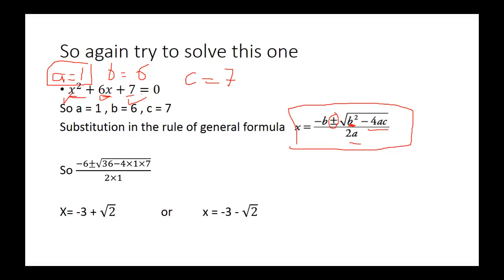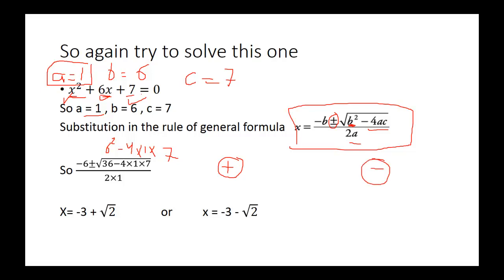So b power 2 is 6 power 2 under the root, of course, minus 4 multiply a, equal 1, multiply c, equals 7, over 2 multiply a. So a equals 1, so 2 multiply 1. If you try this the first time in the calculator or in your mind, the first time when x equals a positive number and x equals a negative number.